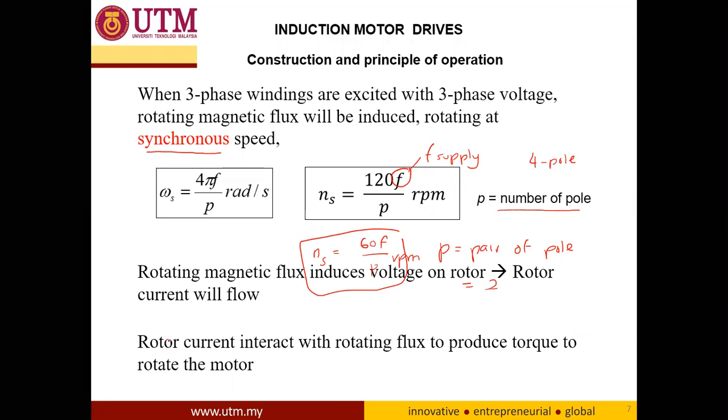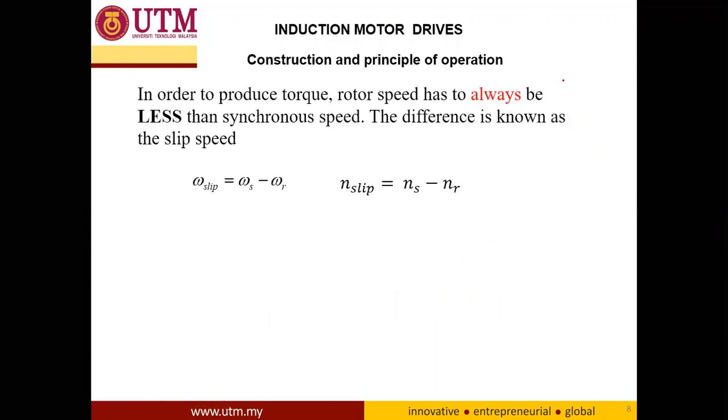The interaction between the rotor current I_R and the rotating flux at the stator, and we can also say that the flux here is proportional to I_S, so we can say that the interaction between I_R and I_stator will produce torque, which is in Newton meter. So that is how the motor is finally rotating.